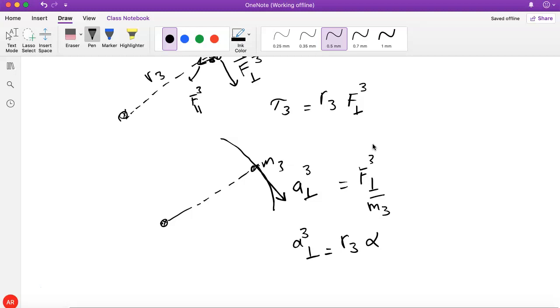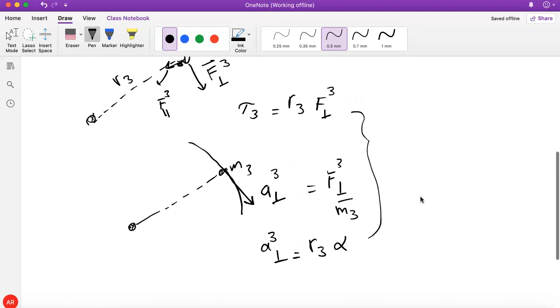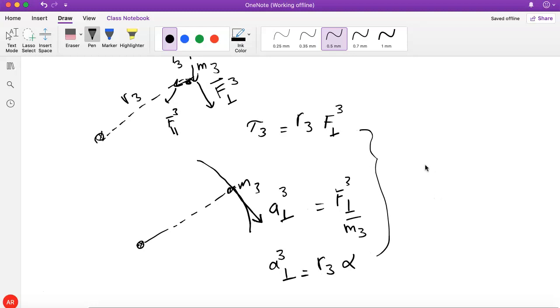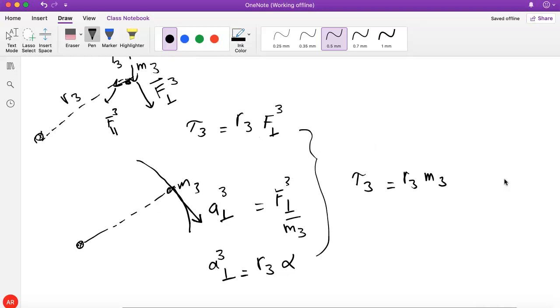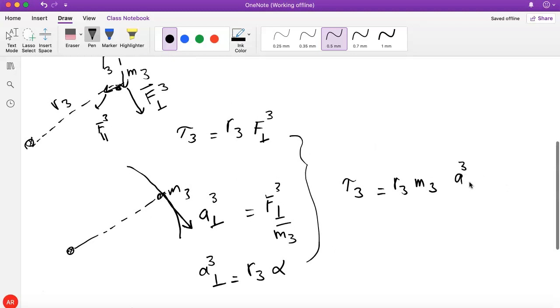So let me put all of these together just for this one particle, particle 3. What do I get? Well, we get tau 3 is R3 times F perpendicular, which I can write as M3 A3 tangential, perpendicular to the radius. And that's R3 M3 A3, and A3 is again R3 times alpha. So that becomes R3 squared M3 alpha.